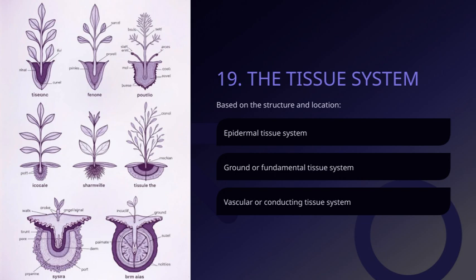It acts as a protective barrier against physical damage and pathogens, and it also helps minimize water loss through specialized structures like stomata. When we look at these systems based on their structure and location, it helps us understand how plants are organized internally to carry out their vital functions. Each system has a distinct role, but they all work together harmoniously to support the plant's life processes. This interconnectedness is really fascinating and underscores the complexity of plant biology.